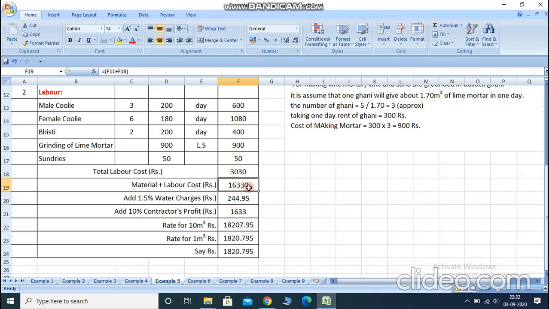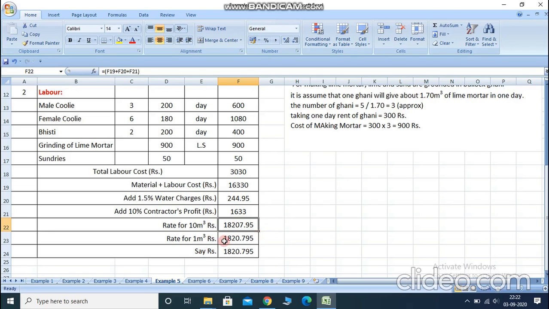16,330 multiplied by 1.5% as water charge gives 244.95 rupees. And here 10% contractor profit is included. 16,330 rupees multiplied by 10% gives 1,633 rupees. So the final answer for 10 meter cube of brick bat lime concrete is 18,207 rupees 95 paise.